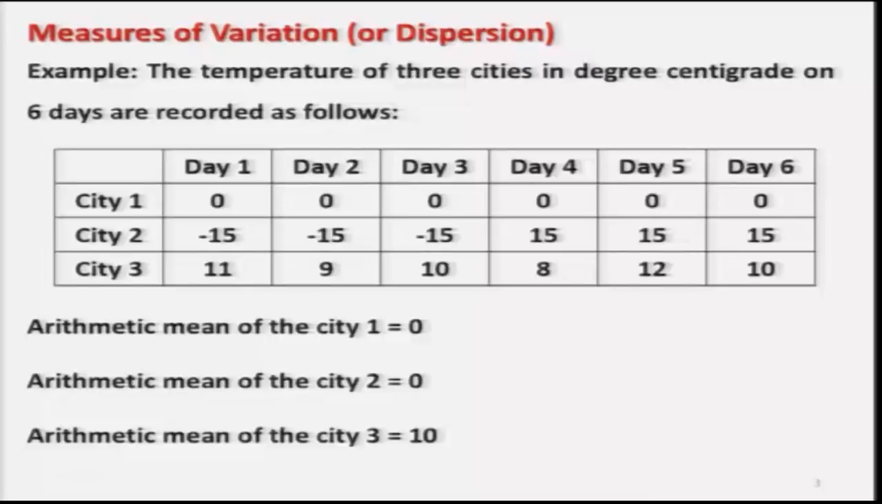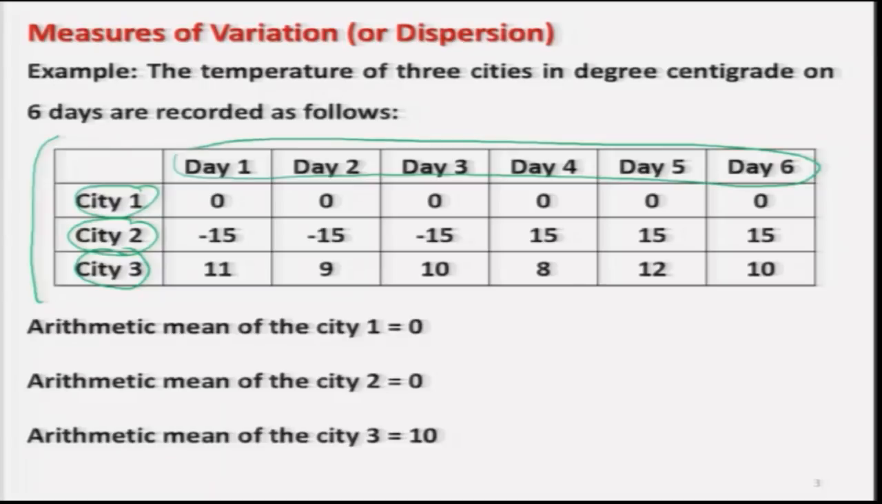For example, I can take a simple example to explain what type of information is conveyed by the measures of variation. Suppose there are three cities and we have measured the weather temperature in those cities on 6 days. You can see those temperatures in degrees centigrade recorded in this table. Please have a look at the data given inside this table. Here I am taking three cities, city 1, city 2, city 3, and in the rows we have different days, days 1, 2, 3, 4, 5, 6.